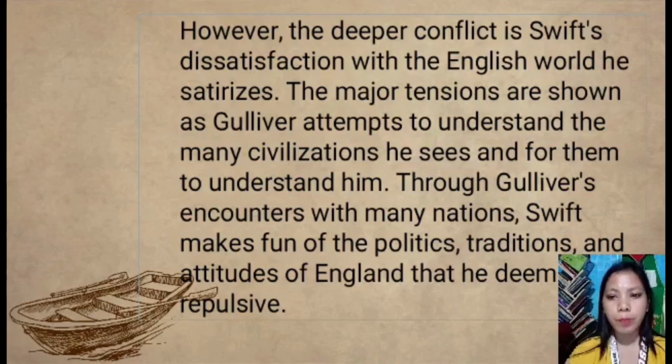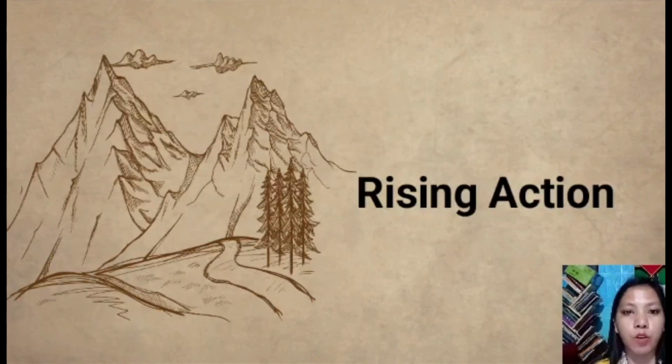However, the deeper conflict is Swift's dissatisfaction with the English world he satirizes. The major tensions are shown as Gulliver attempts to understand the many civilizations he sees and for them to understand him. Through Gulliver's encounters with many nations, Swift makes fun of the politics, traditions, and attitudes of England that he deems repulsive. Let's move on to the rising action of the story.